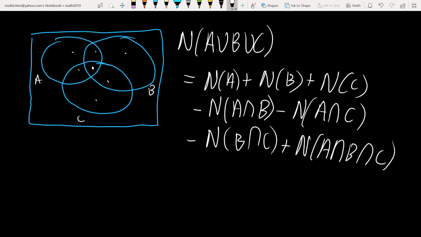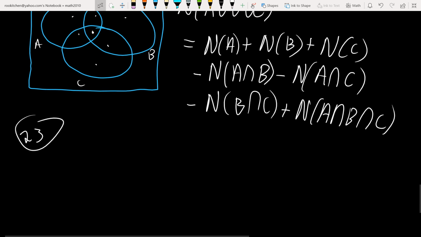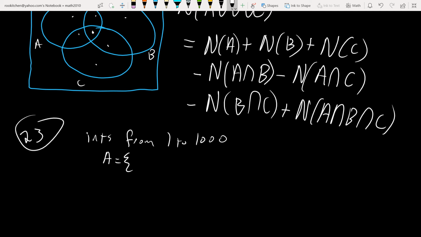So let's take a look at one of these types of problems. This is 23. How many integers from 1 to 1,000 are multiples of 4 or 7? So we're dealing with integers from 1 to 1,000, and we want to know the number that are in the set A, which is the set of multiples of 4, and the number of things in set B is the multiples of 7, right?